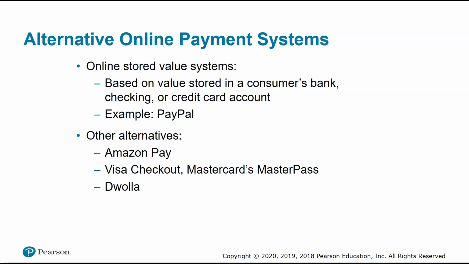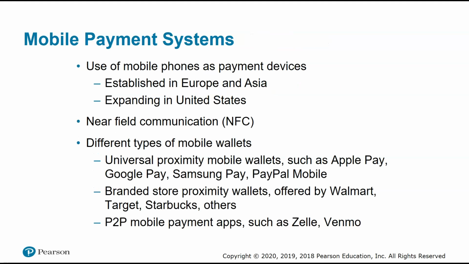Then we get into what we refer to as new kinds of payment systems. For example, online stored value means people can pay each other directly without having to have a credit card. PayPal is a great example, so is Venmo. And more people are using alternative payment systems such as Amazon, Visa Pay, and Dwolla in other parts of the world as well.